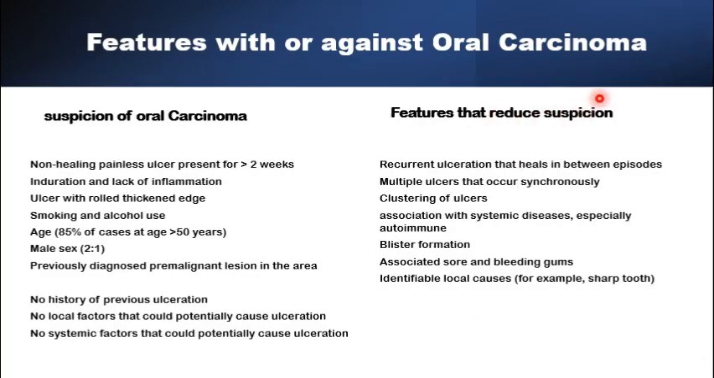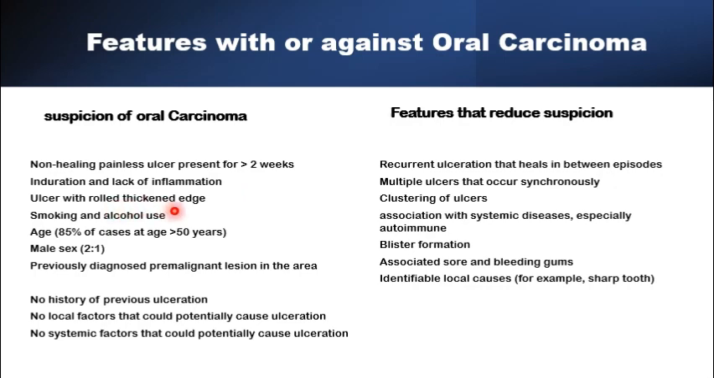Oral carcinoma is the most sinister of all oral ulcers, and its diagnosis has to be categorically excluded as a first step in the management of solitary chronic ulcers. There are some features that would raise suspicion of oral carcinoma and other features that may reduce this suspicion. The suspicious groups of ulcers are the ulcers that are non-healing and painless. Solitary ulcers present for more than 2 weeks, particularly if there is induration and thickening and rolled edge.